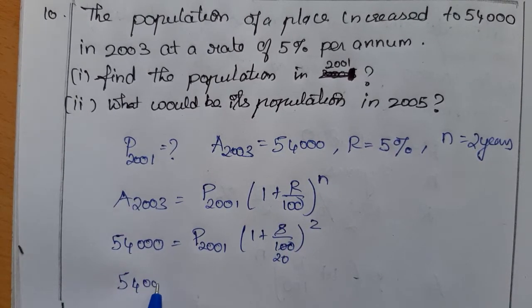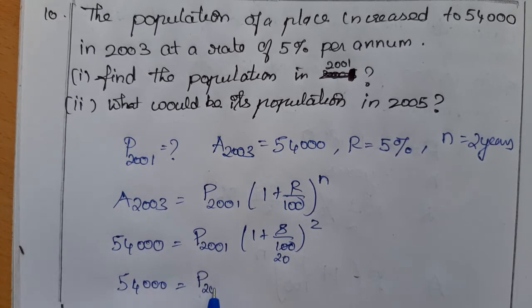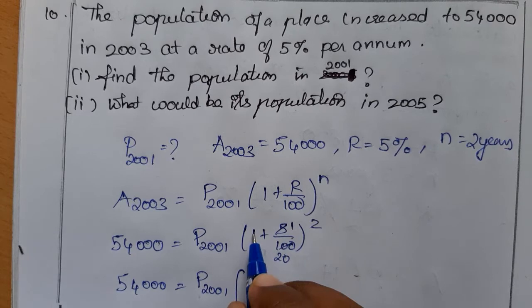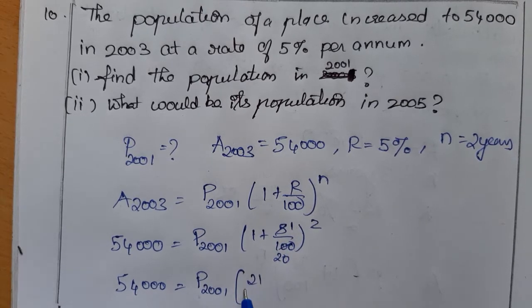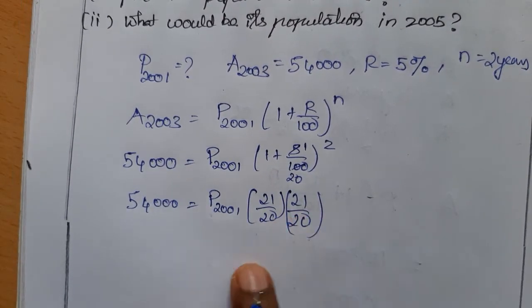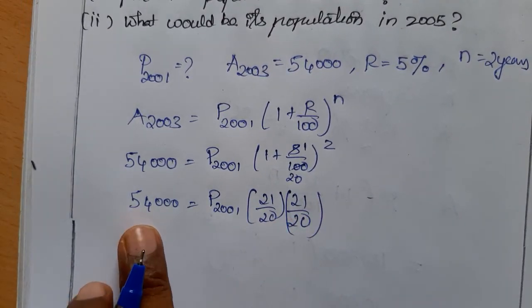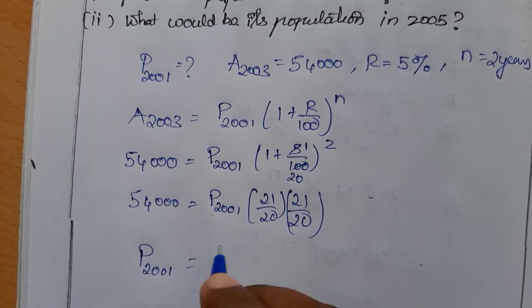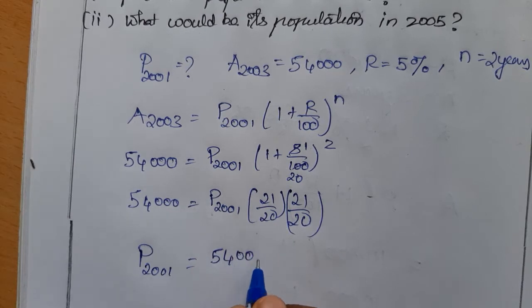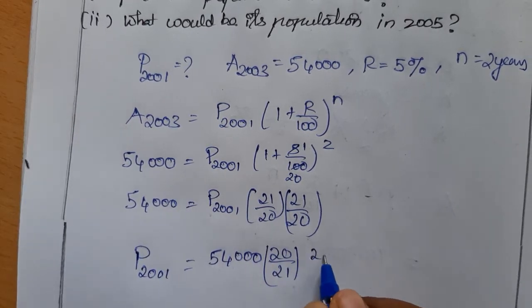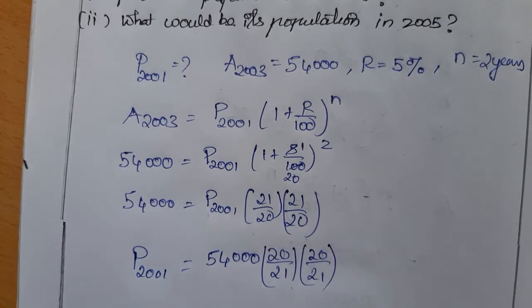This will become 21 by 20. So 54,000 equals principal into 21 by 20 into 21 by 20. Clear? So we need the principal. If we take this to the other side, it becomes the inverse, 20 by 21, 20 by 21. So the principal of 2001 is equal to 54,000 into 20 by 21, 20 by 21.